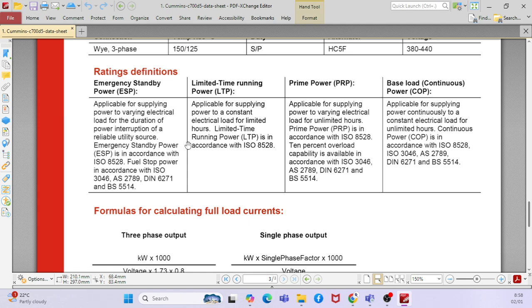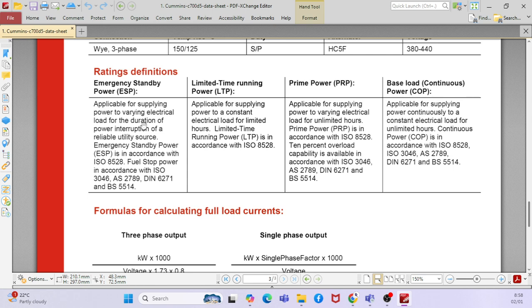So if you go to these rating definitions, you can see that emergency standby power is for supplying power to varying electrical load for the duration of a power interruption of a reliable utility source, right? So here it is only for power interruption. That is why we use standby, but the capacity will be a little bit higher.